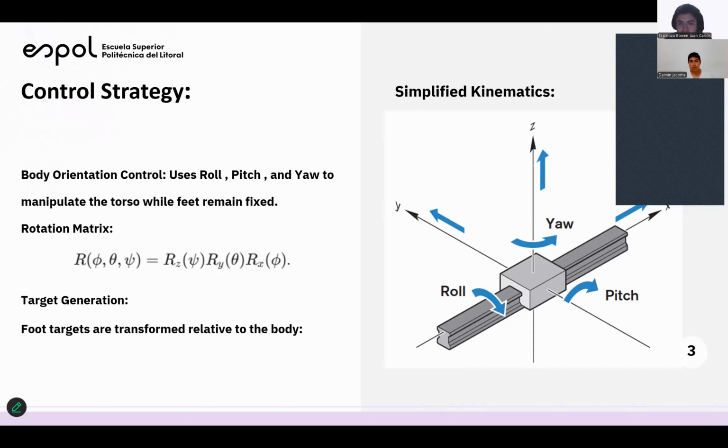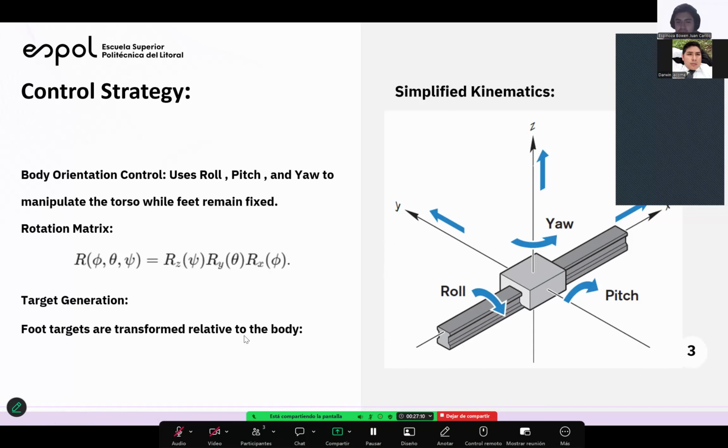Moving on to the control strategy, we implemented body orientation control using roll, pitch, and yaw angles to manipulate the torso while keeping the feet fixed. We use a rotation matrix to transform these body commands into specific target positions for each foot relative to the body frame.